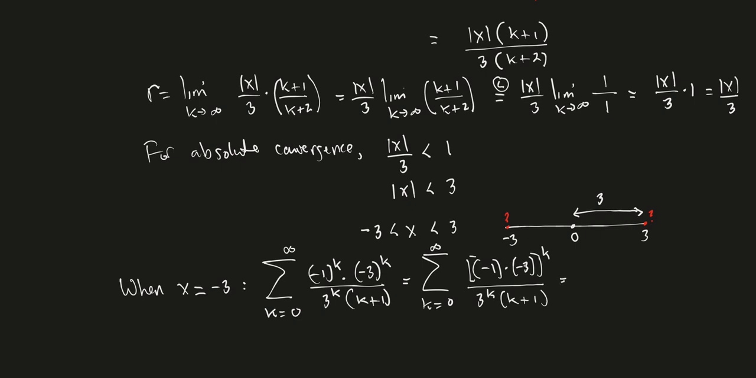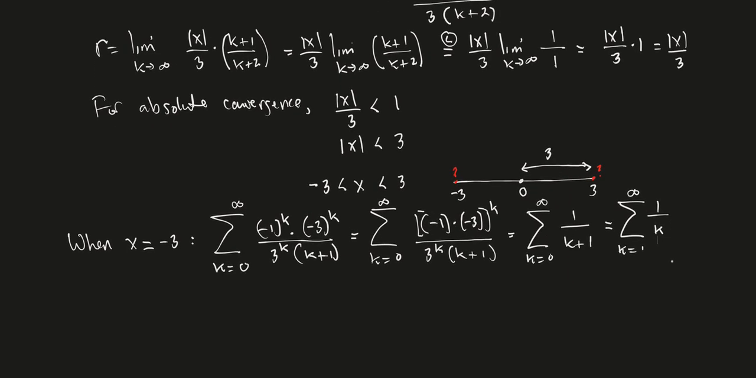Well, -1 times -3 is a +3. So I have a +3 to the k in the numerator. I have a +3 to the k in the denominator. Well, those common factors are gone. I can reduce my fraction to 1 over k plus 1. All right. Well, what is this? It looks a little strange, but I'm going to rewrite it. This is our p-series with p equals 1. In fact, it's our famous harmonic series, right?